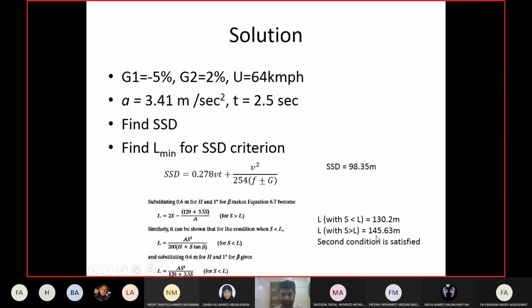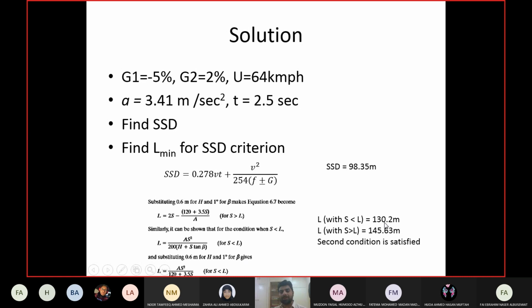Now, which one should I take? I will take the length which is satisfying its respective criteria. So if you take 145.63 meters, then what was your scenario? That S should have been more than L. Is S more than L? S is 98, L is 145. So S is not greater than L. So you cancel this value. You will not use it.